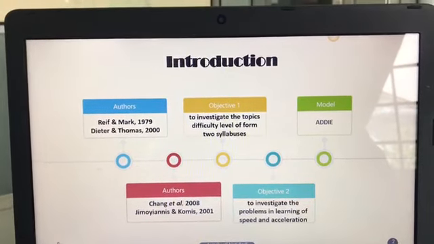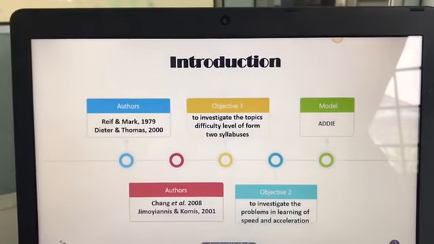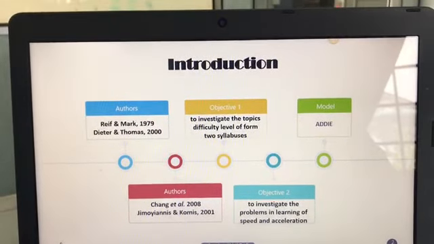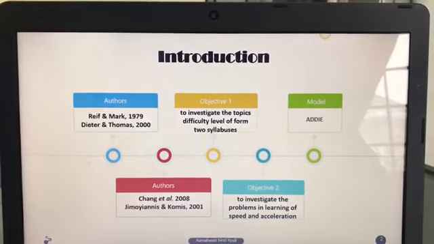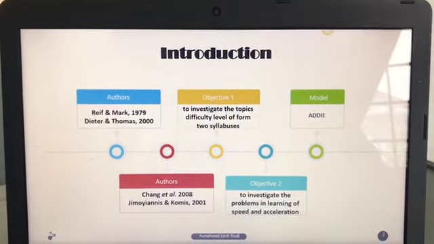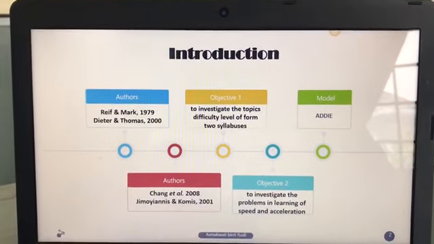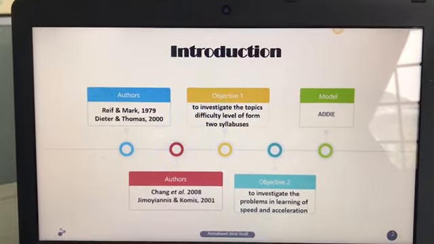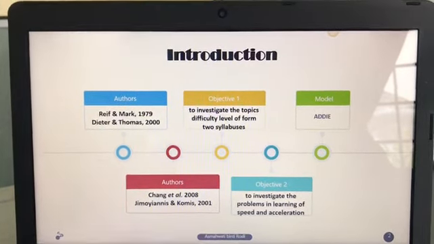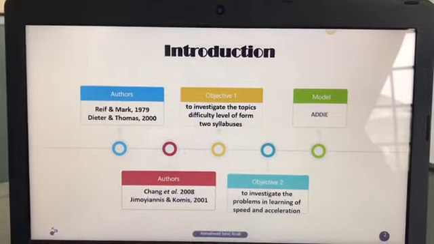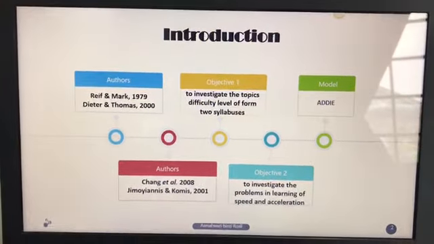This motion visual laboratory module in learning speed and acceleration will be developed by following the ADDIE model. ADDIE stands for Analyze, Design, Develop, Implement and Evaluate. In the first phase, we analyze systematically. The result from this analysis phase will be used as a preliminary step in developing the motion visual laboratory module in learning speed and acceleration.